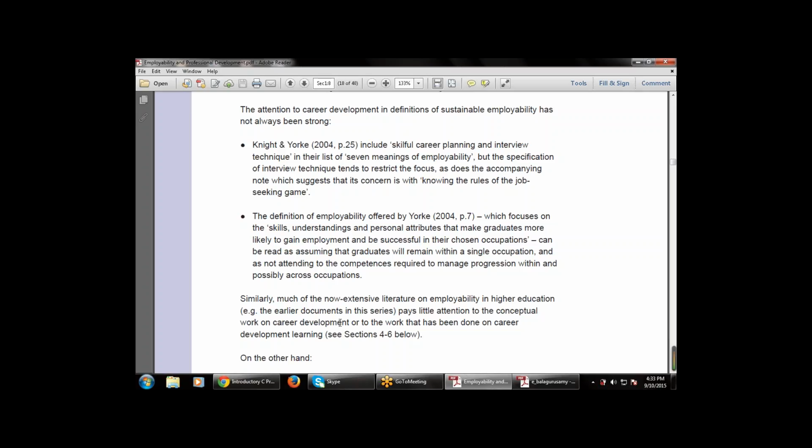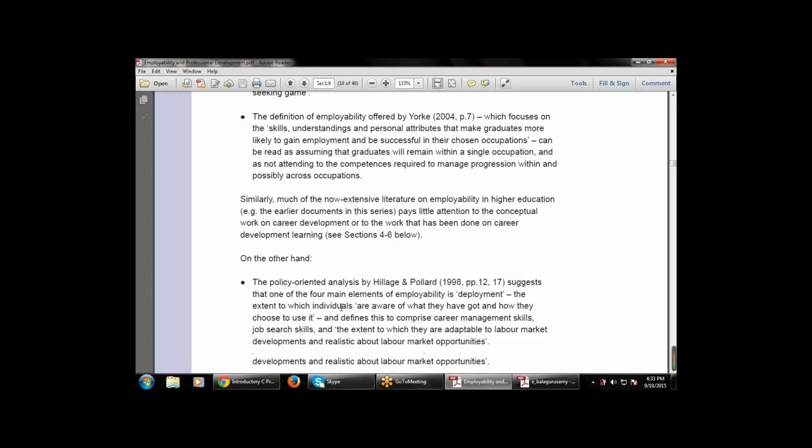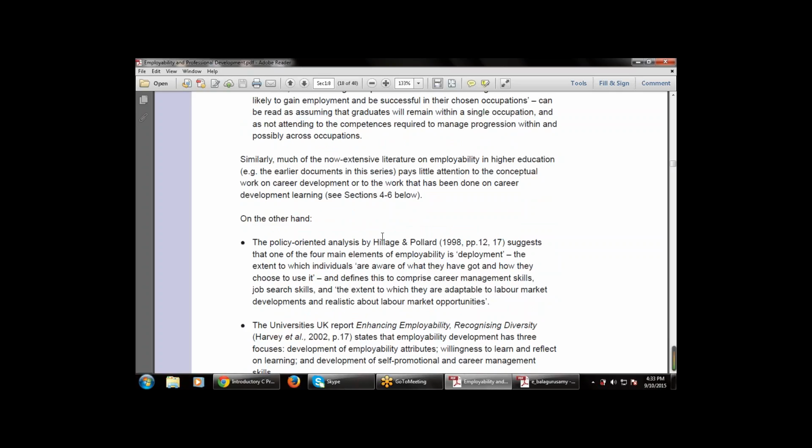On the other hand, the policy-oriented analysis by Hillage and Pollard suggests that one of the 4 main elements of employability is deployment. That is, how to deploy or use the various assets.